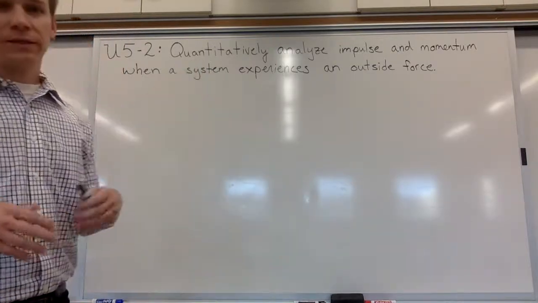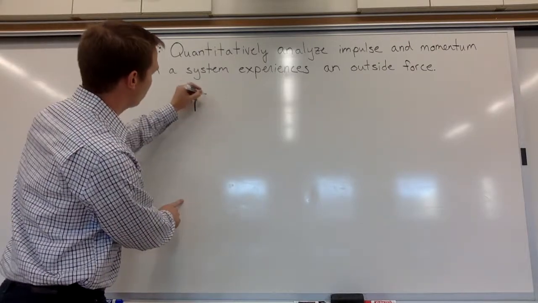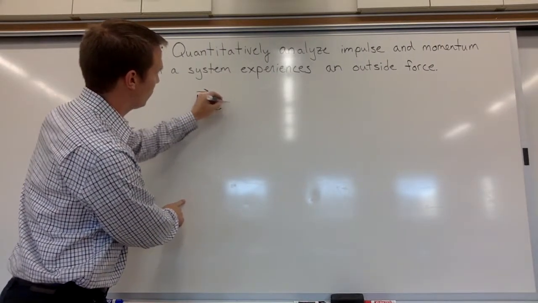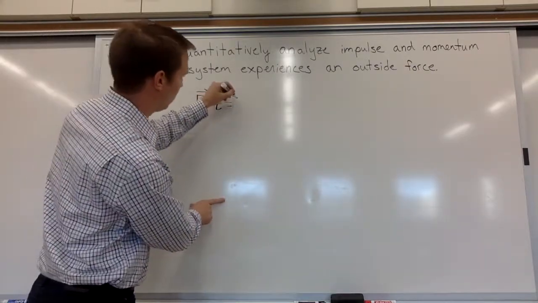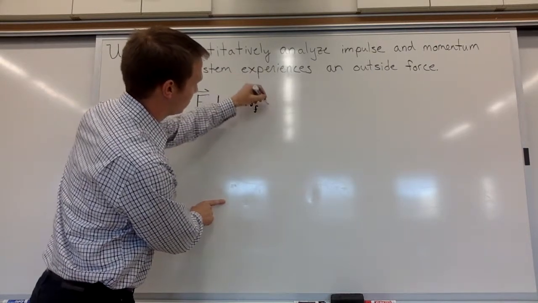This is also quantitative, so we're going to be relying on this equation for pretty much everything. The impulse, which is force times time, is equal to the change in momentum. So impulse is just change in momentum. So change in momentum is the final momentum minus the initial momentum.